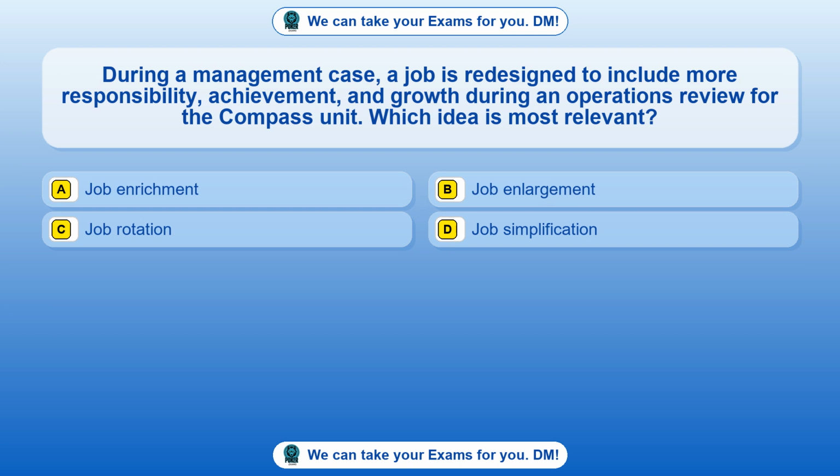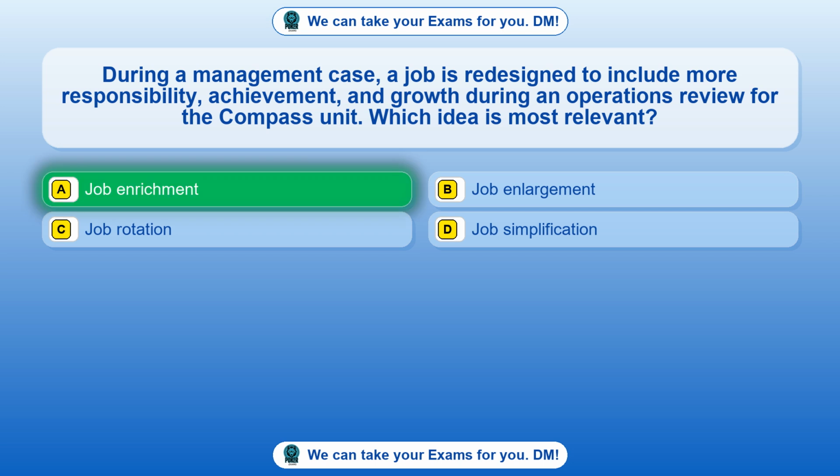Question 55. During a management case, a job is redesigned to include more responsibility, achievement, and growth during an operations review for the Compass unit. Which idea is most relevant? Option A, job enrichment. Option B, job enlargement. Option C, job rotation. Option D, job simplification. The correct answer is option A, job enrichment.